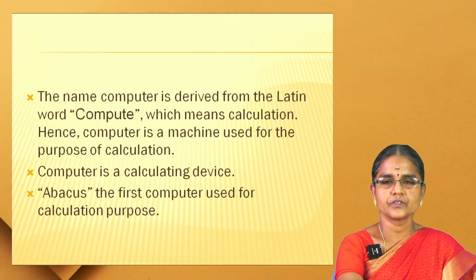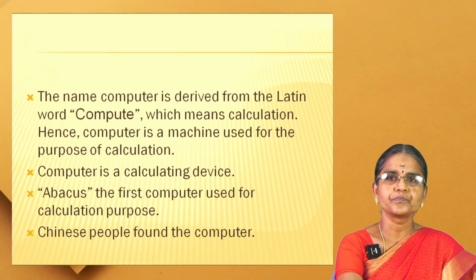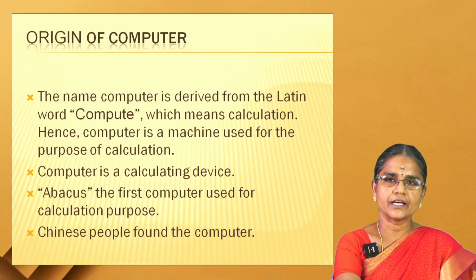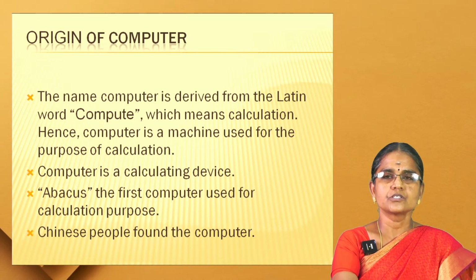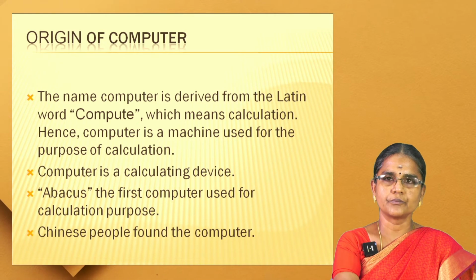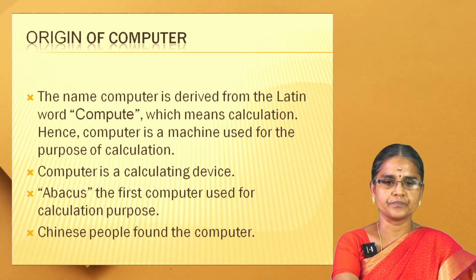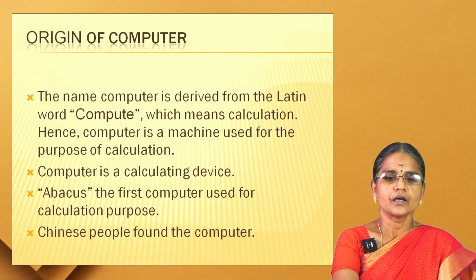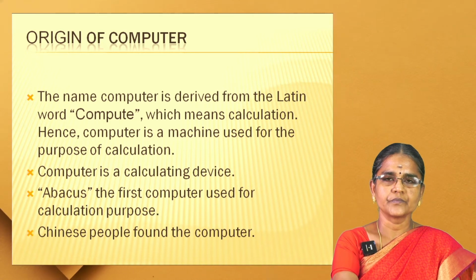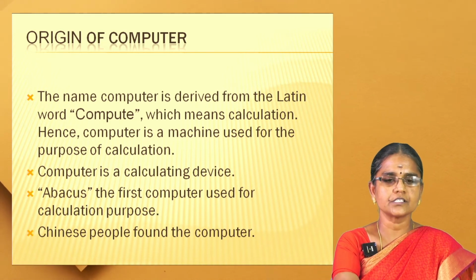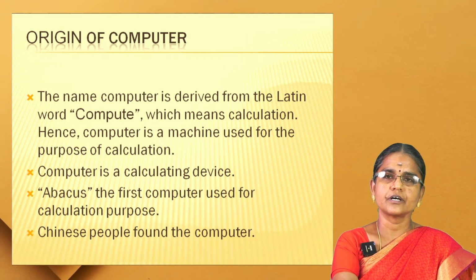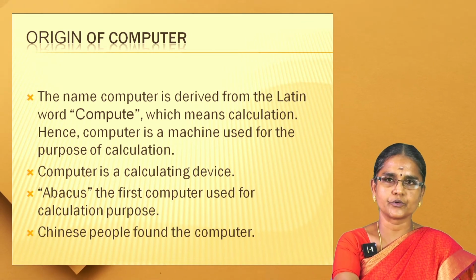Origin of computer. Since we are familiar with the word computer, a little bit of the evolutionary stage we must know, that is where the computer has been derived. The name derived from the Latin word compute, which means calculation. Even computer was introduced for the purpose of calculation. Computer was a calculating device at the time. Now we are using it for so many purposes. Then abacus is the first computer used for calculating purpose. Chinese people found it and then the remaining parts joined with that process.